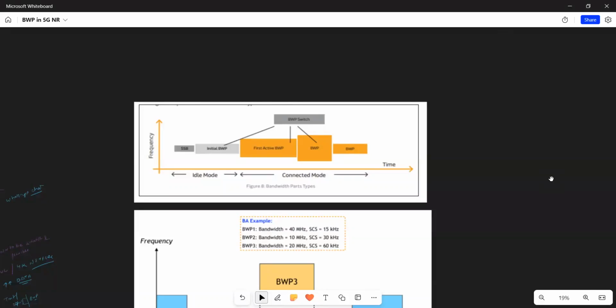So guys, we have seen previously the theoretical part of BWP. Now I'm going to show you some configuration, how many BWPs we have, the types of BWPs, and how this configuration looks like. So let's focus on this very first diagram.